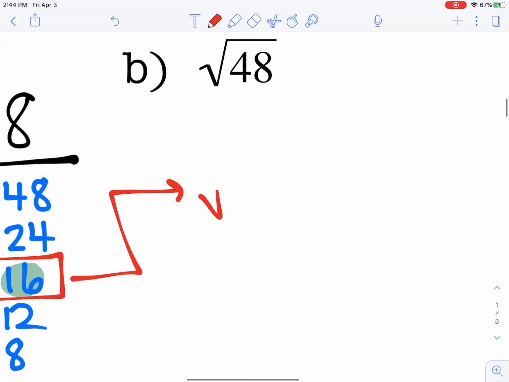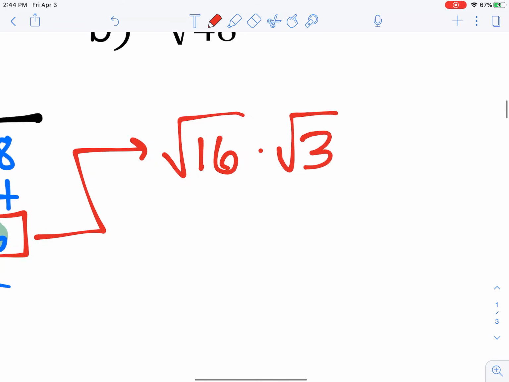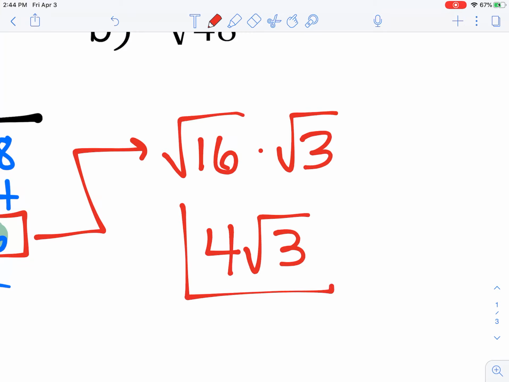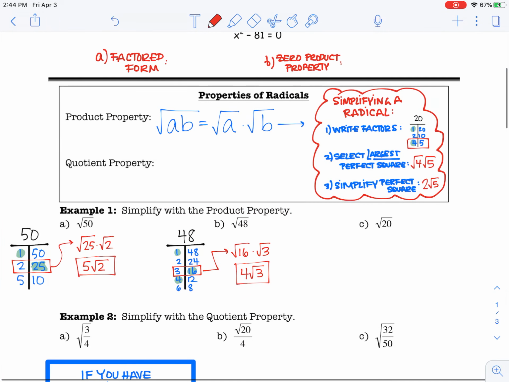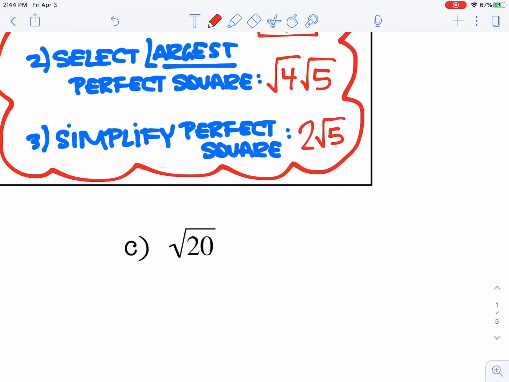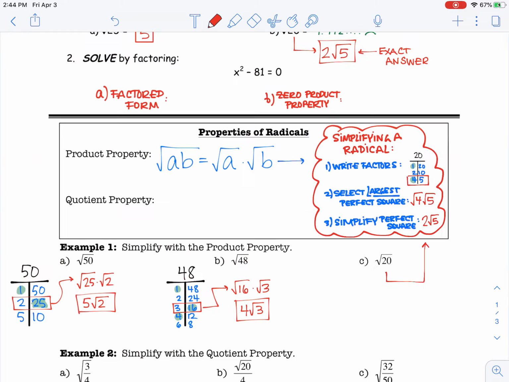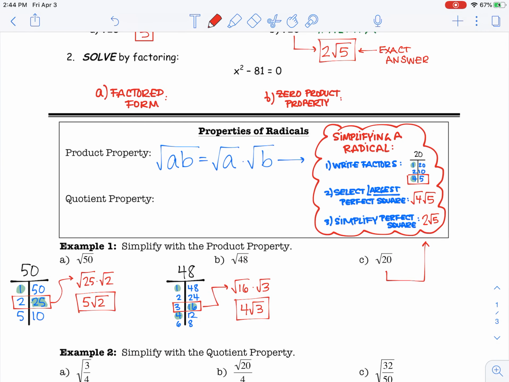So we're going to rewrite the square root of 48 as the square root of 16 times the square root of 3, which simplifies to 4 radical 3. And I know that C is there, but it is the duplicate of what we did above. So that is how we use the product property of radicals.